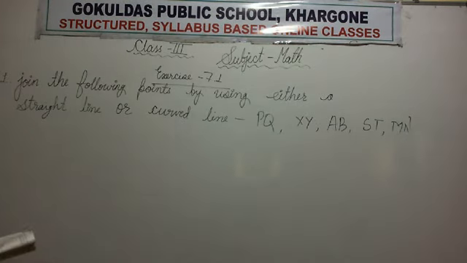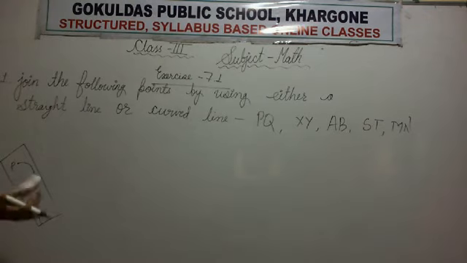Okay students, now they have given a box here and 2 points are there, P and Q. Now the question is, we need to join these points. Either we can make a straight line or curved line. So depending on us, I have made a curved line like this. You can make any kind of line of your choice, either straight or curved.